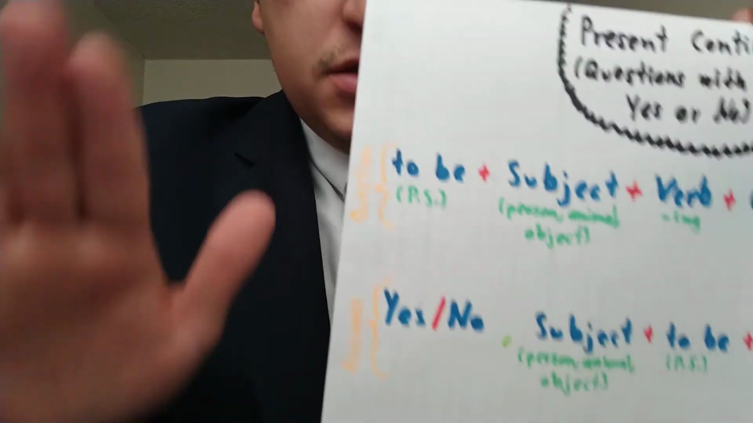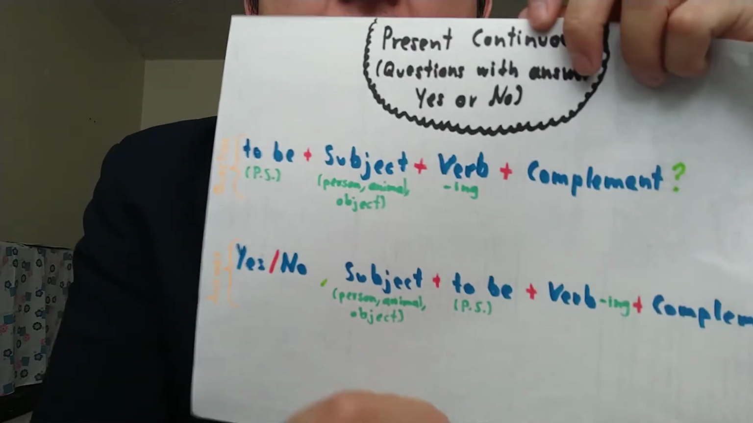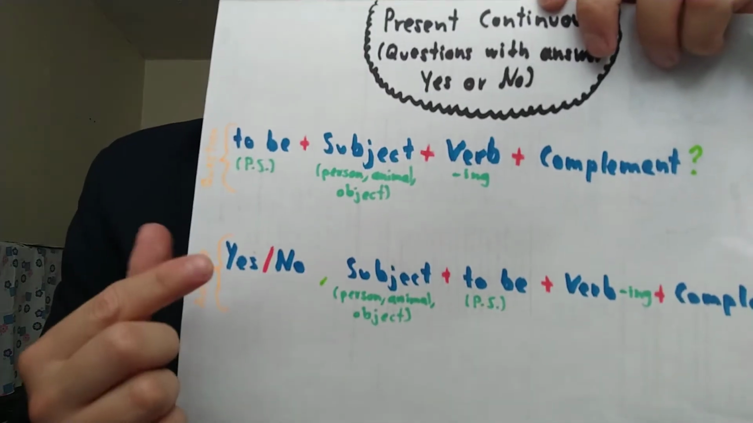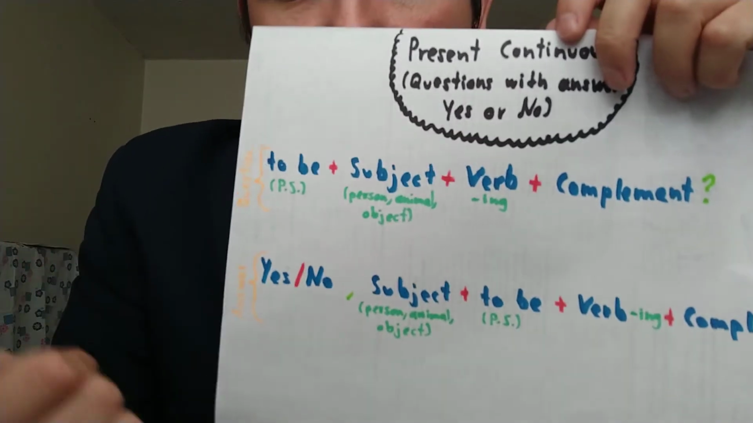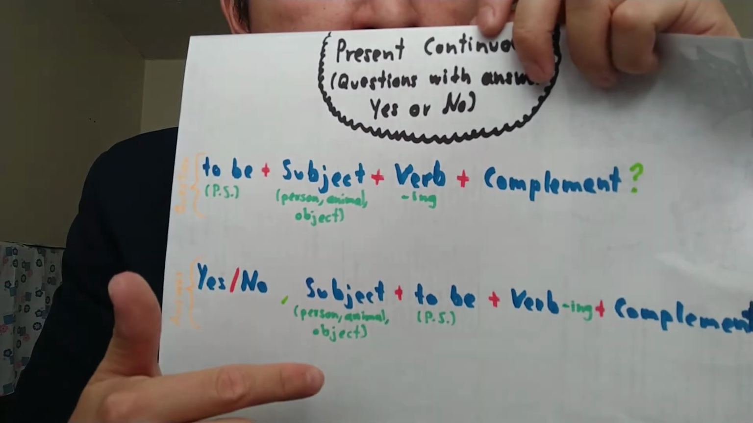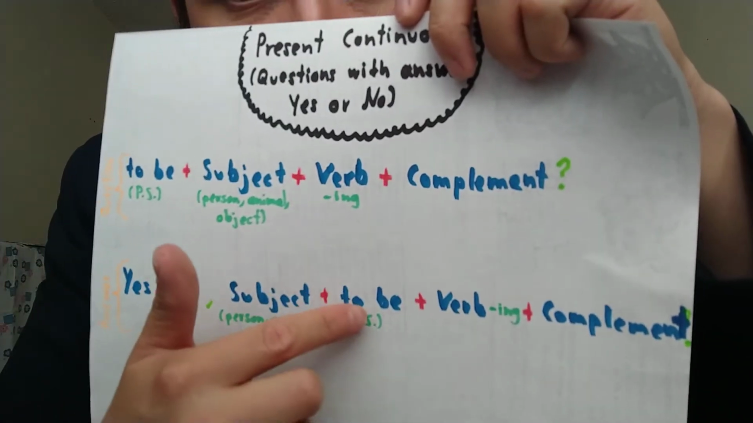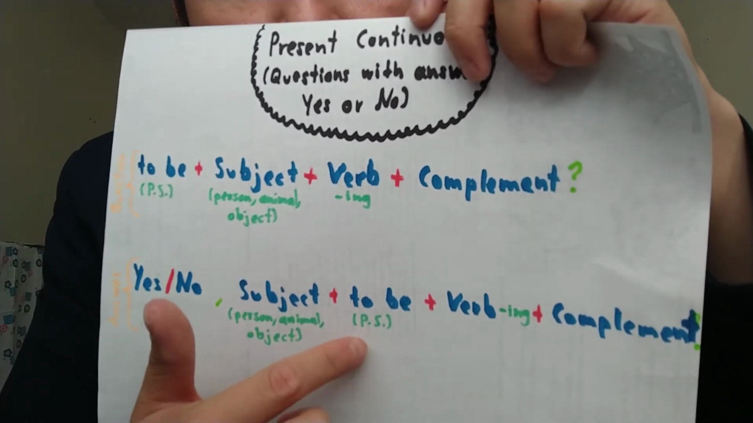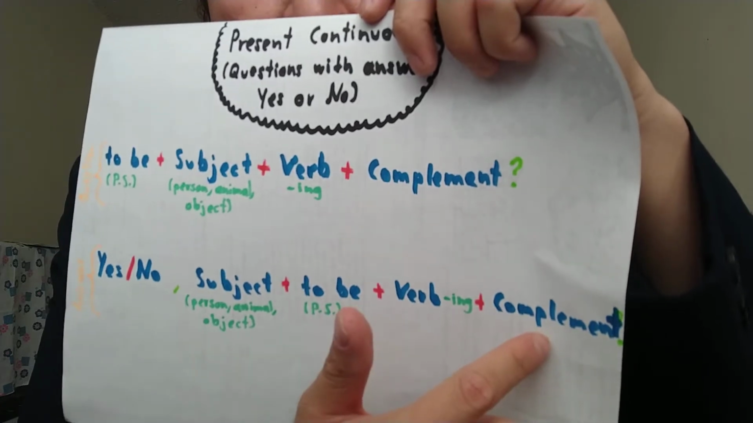All right? And now the answer. When I have a question like this, I have only two options: yes or no. It depends on you. Then the subject, the same subject, person, animal, or object, it depends. The verb to be again in present simple, the verb with the ending ing and the complement.